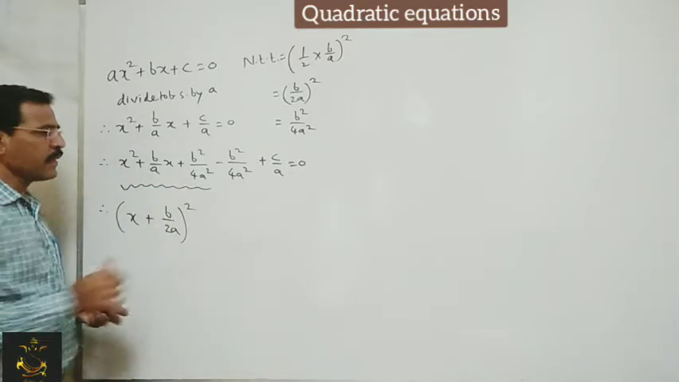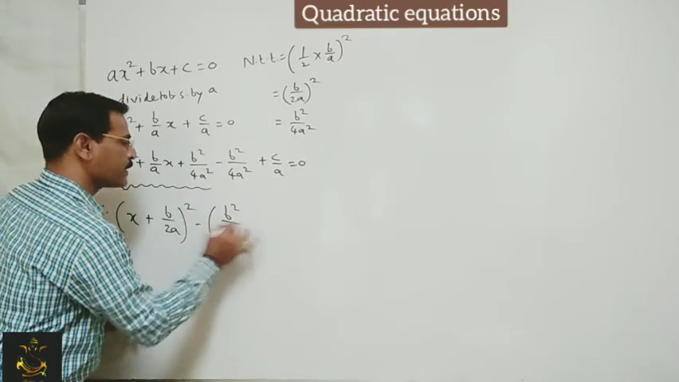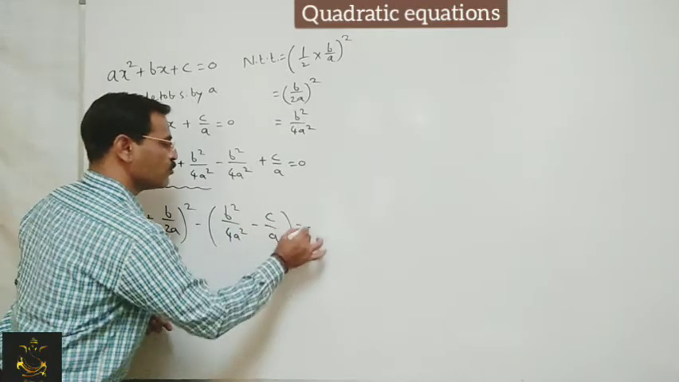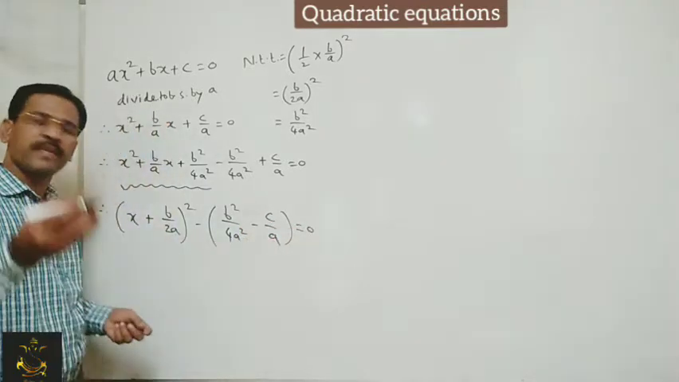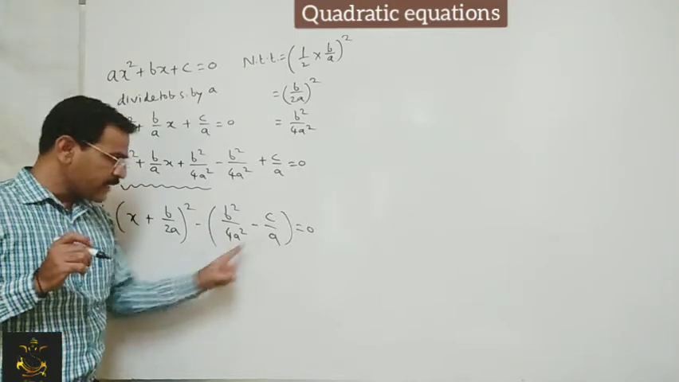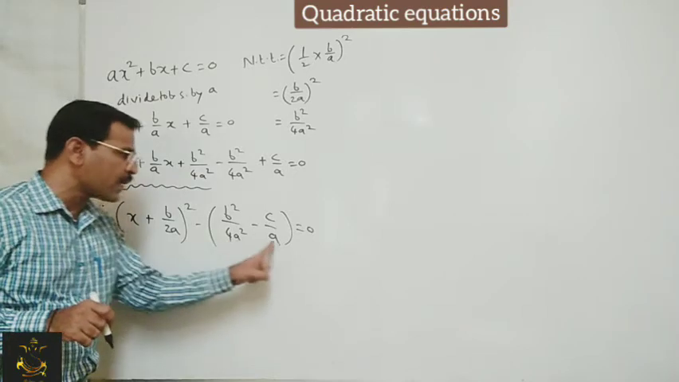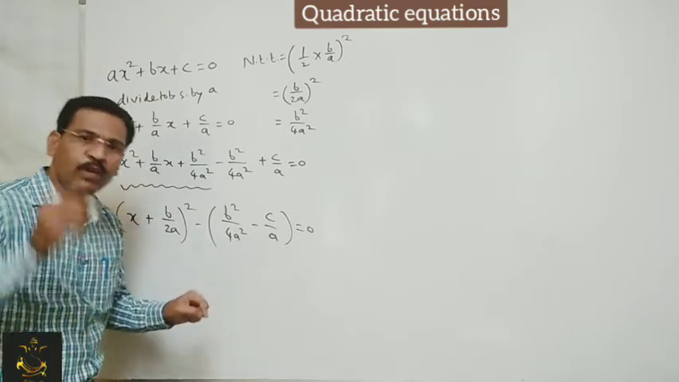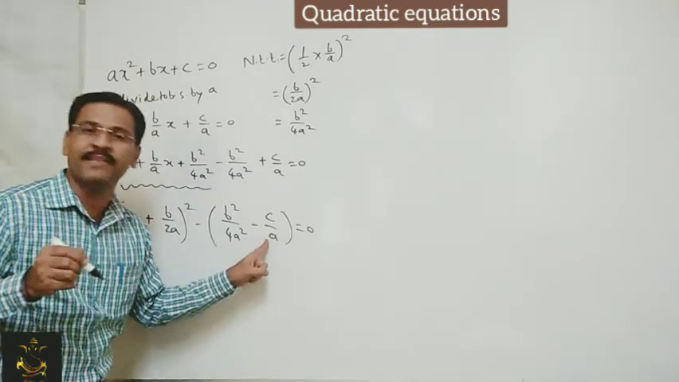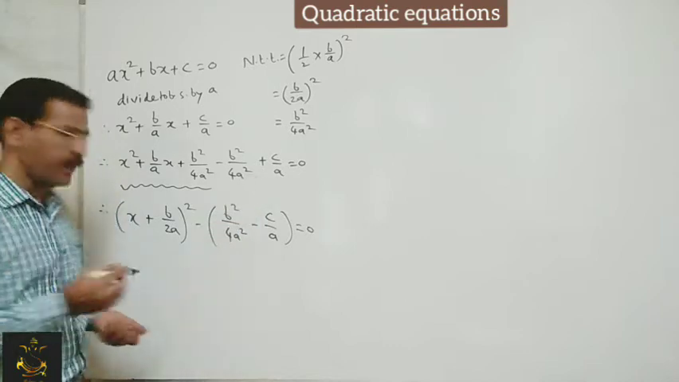Try to check. I'll take that minus sign common. Here what we have is b square upon 4a square. Change the sign. Minus c upon a is equal to 0. What is the next procedure? In the bracket, the denominator should be the same. Is it the same here? No, but we can make it the same. See here, 4a square, and here only a is there. What do we need? Here we need 4a, so we have to multiply 4a to both numerator and denominator.